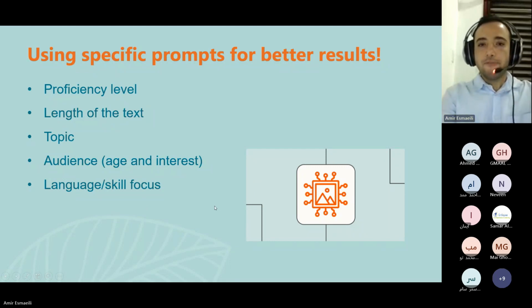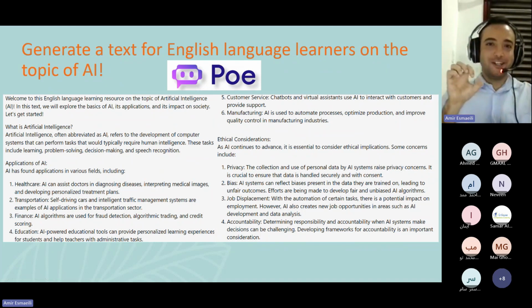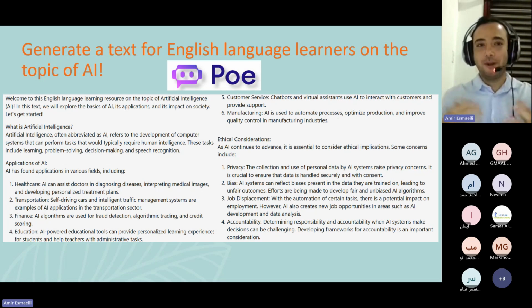So first, I used Poe, and this is my prompt. This is what exactly I wrote in the prompt, and this is half of what it produced for me. I could not capture the entire text because it was too long, but I thought you would understand the point.